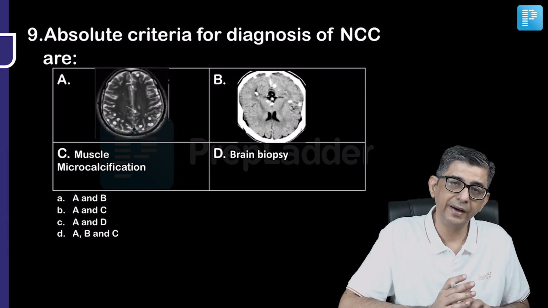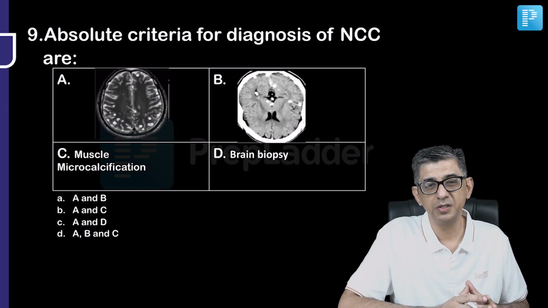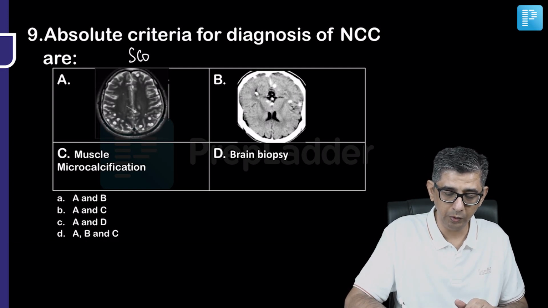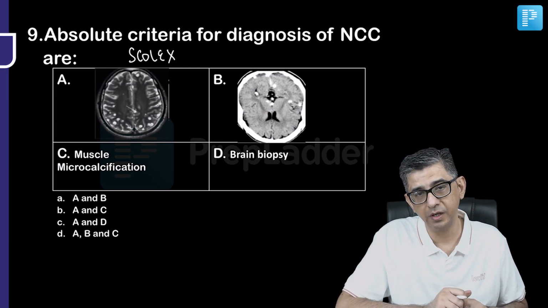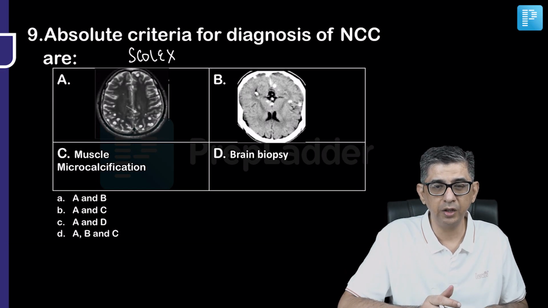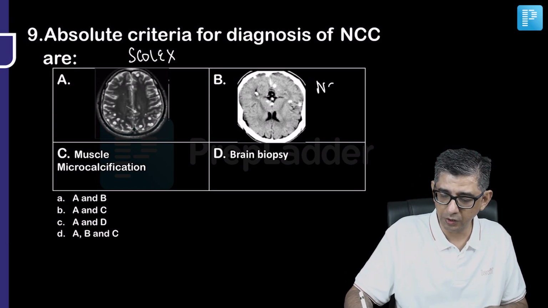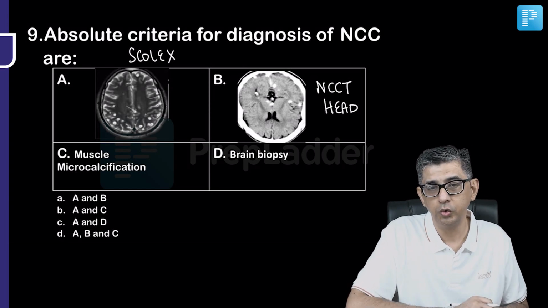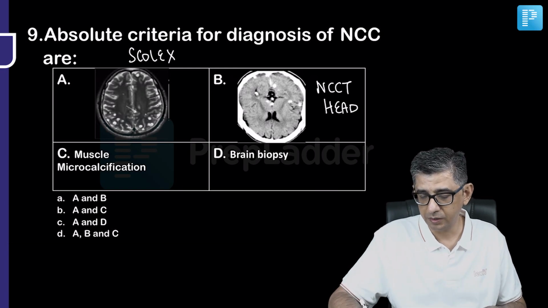Coming to the next question, a very interesting one. Absolute criteria for diagnosis of neurocysticercosis. The main thing is that by neuroimaging, you should be able to demonstrate that there is a scolex present. There was a MRI head given, and there was a non-contrast CT head also given. Now, when you look at option number B, a non-contrast CT head, you can see these hyperdense lesions, which means that these are calcified lesions of neurocysticercosis.